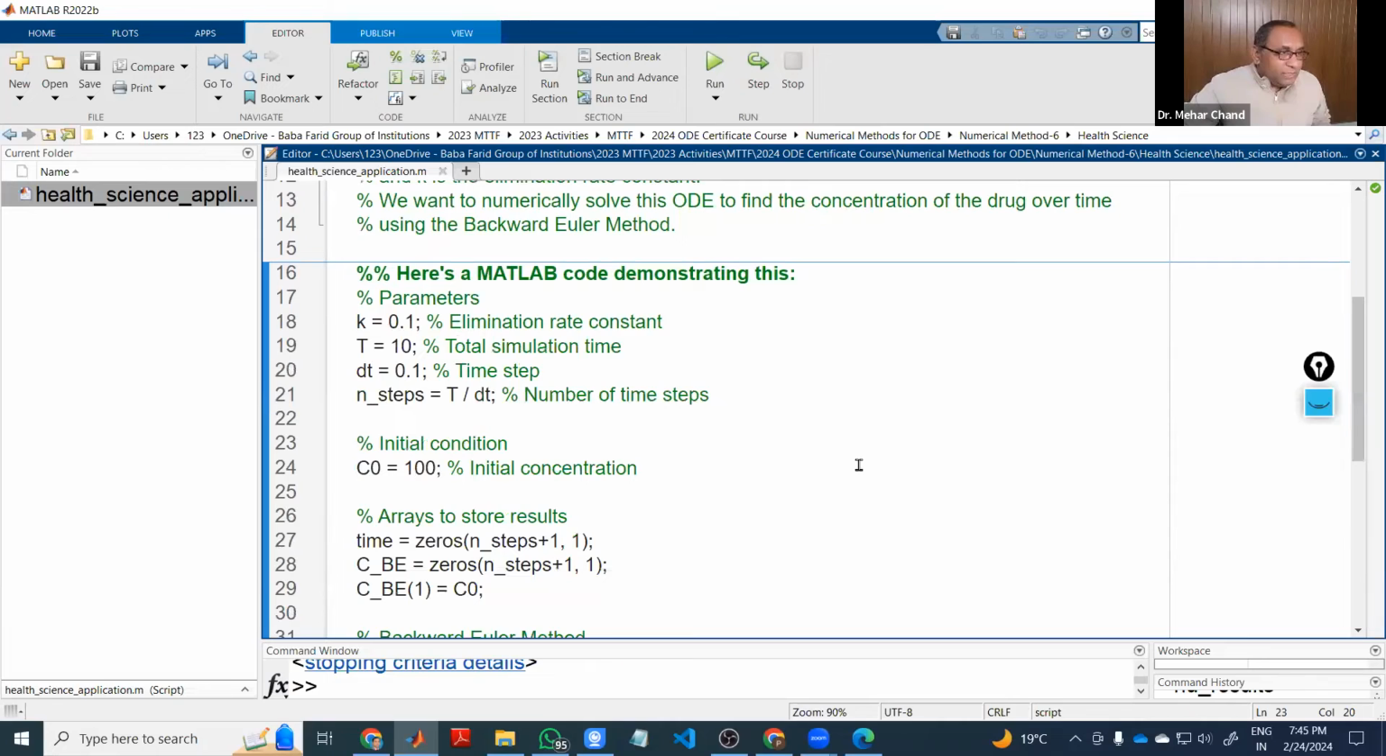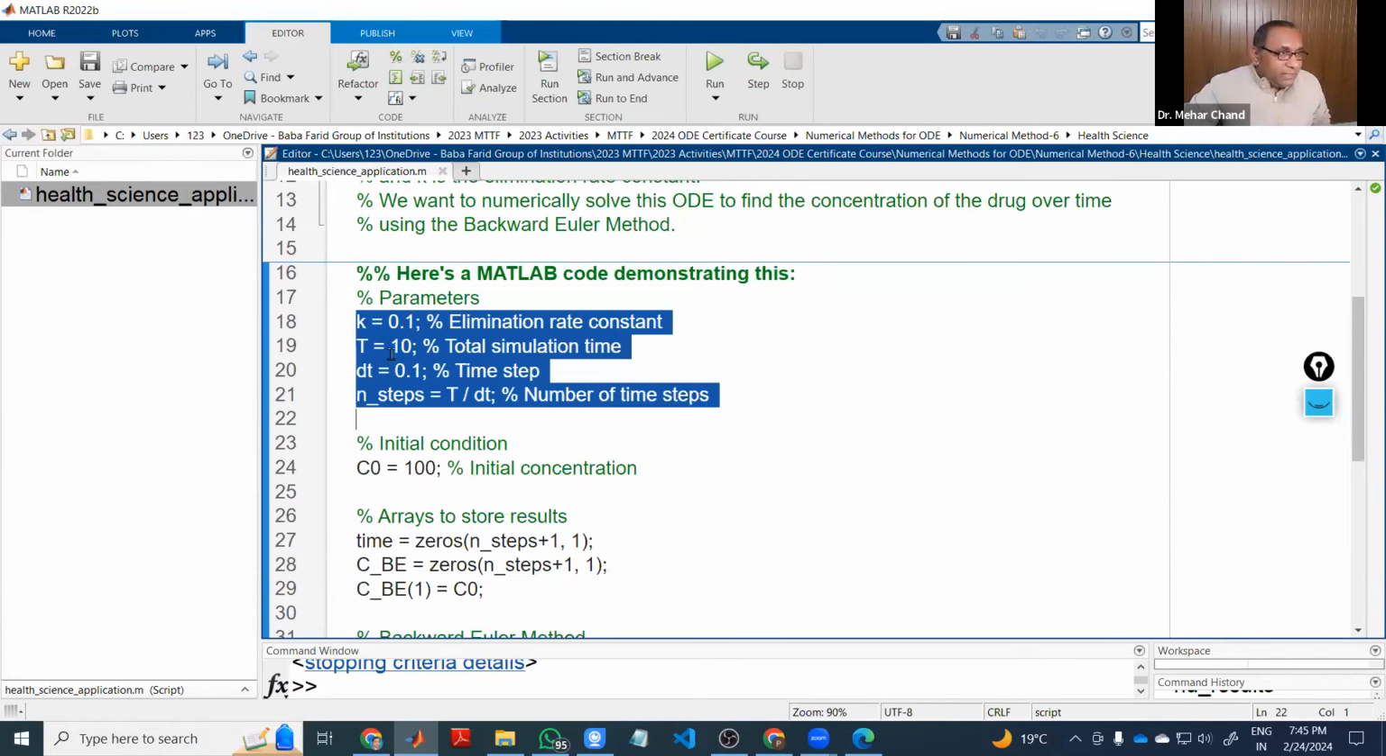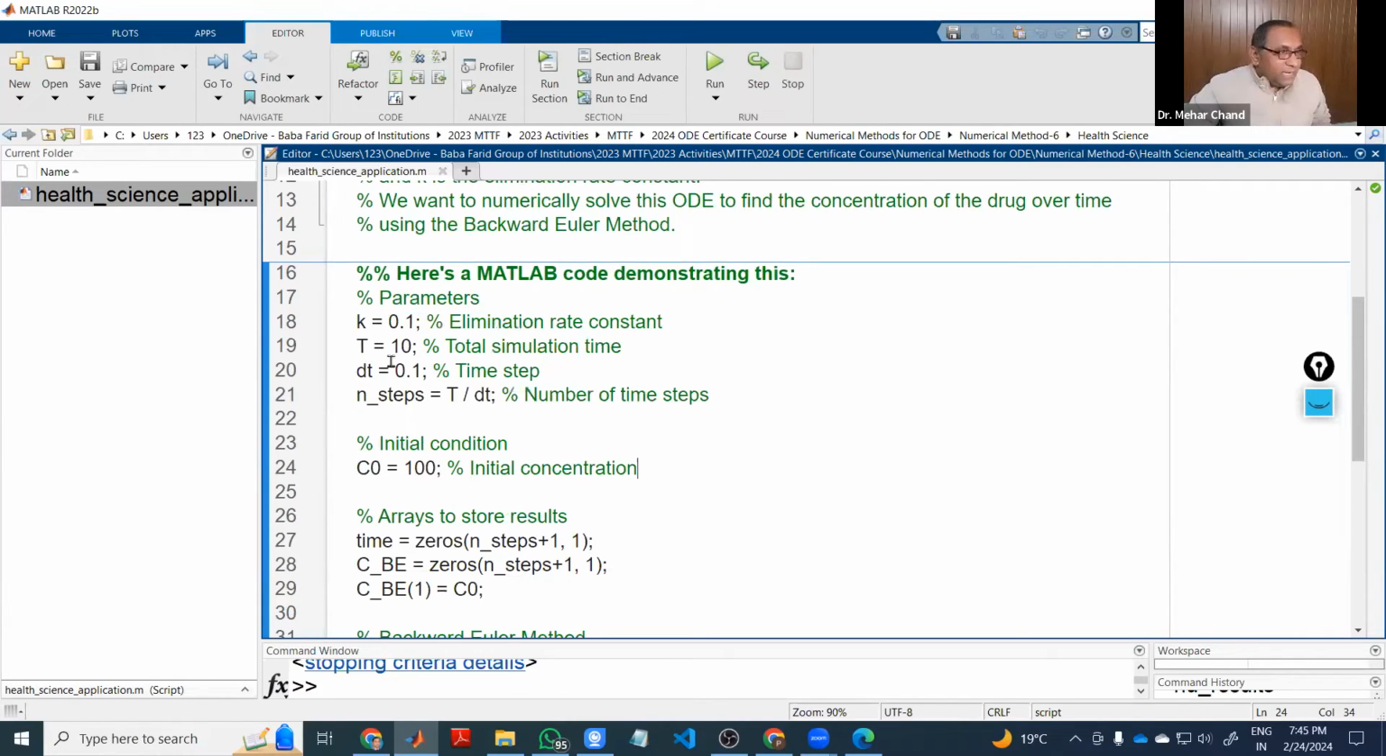You can see the parameters we require: K is 0.1, the total simulation time t is 10, and dt is equal to 0.1, which is the time step. Sometimes we use h and sometimes we use dt. dt is also the step size, and the number of steps, if you want to compute, will be t upon delta t or dt. This will return the number of steps, and the initial condition C naught is equal to 100.